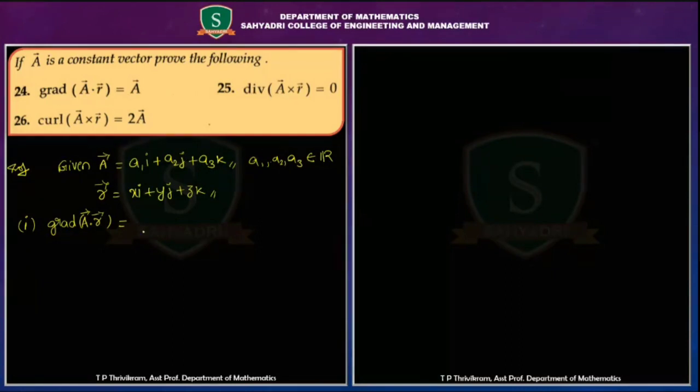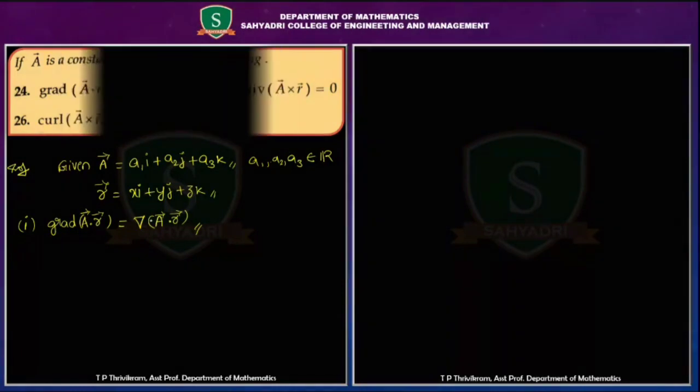Yes, sir. Can you tell how to write this in symbolical way? No, I just want the symbolical way. How to write it in gradient symbol? Del of a vector dot r. Yes, so in this way you have to represent.